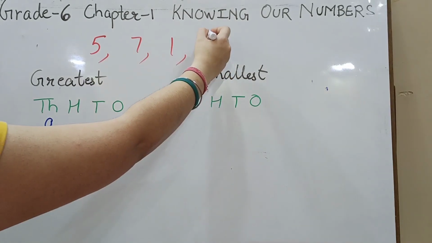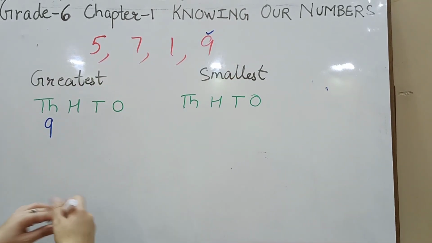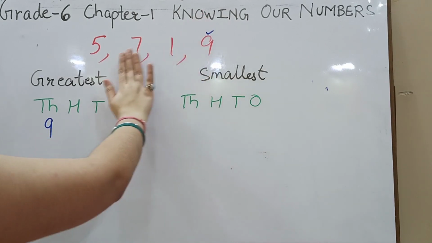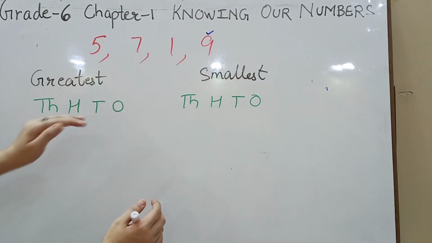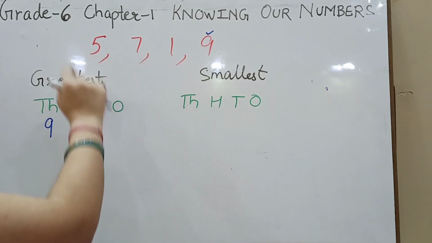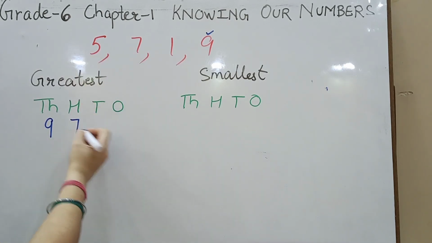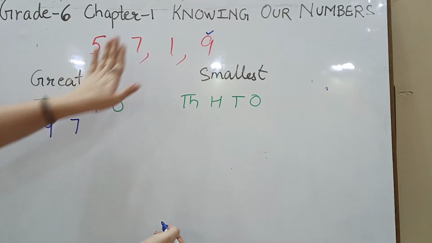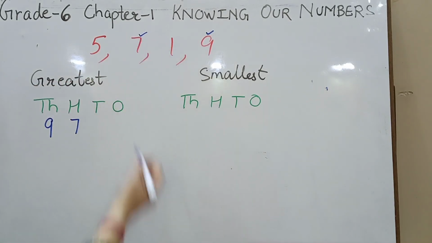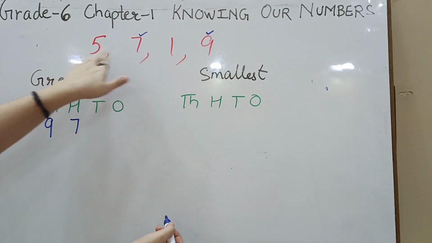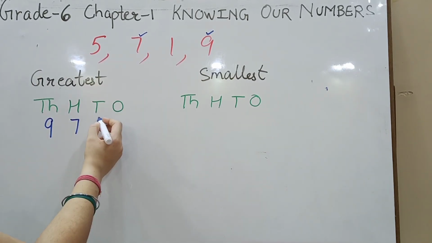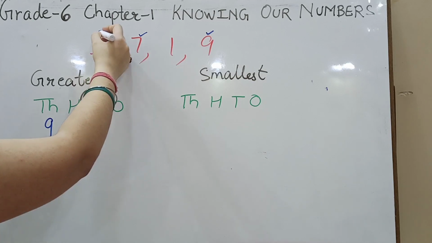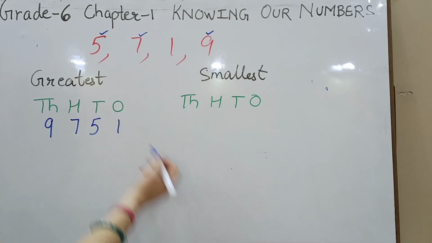Now 9 is done. Just put a small tick on it so that you can easily guess that 3 numbers are still left: 5, 7, 1. Among these 3, which is the greatest one? 7. Put 7 at the next place. Now 7 is done. Just put a small tick. Now move to the next 2 numbers, 5 and 1. Which is greater among both of them? 5. Now just put a tick here. The number which is left is 1.